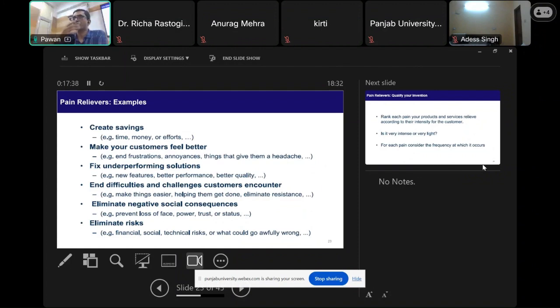They have to figure out. It could be any of them. For different products, it will be different. These are all possibilities which a product can solve for a customer. And now they have to think what their product solves and in which order.